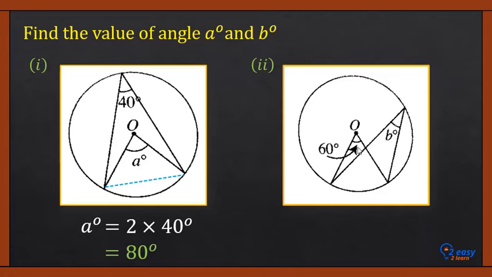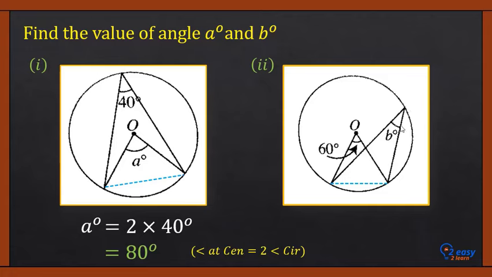Now if you observe in part 2, the angle at the center is 60 degrees and the angle at the circumference is B degrees. Let's see whether both angles are formed by the same chord or not. If I join these 2 points, this is the blue chord, and this blue chord is making an angle at the center of the circle, which is 60 degrees, and the same blue chord is making angle B at the circumference of the circle.